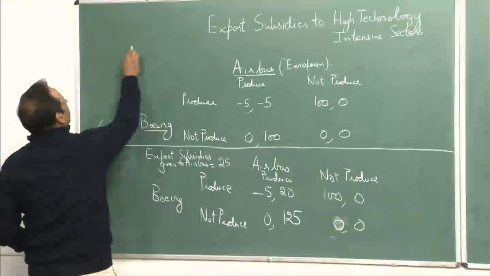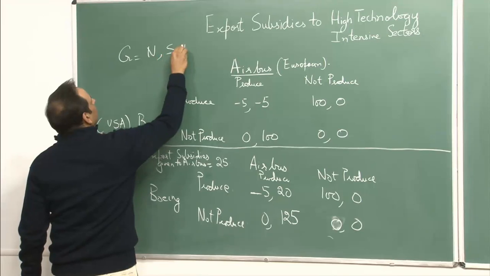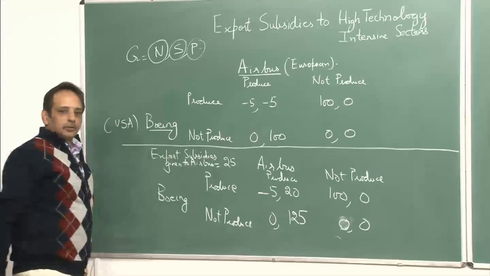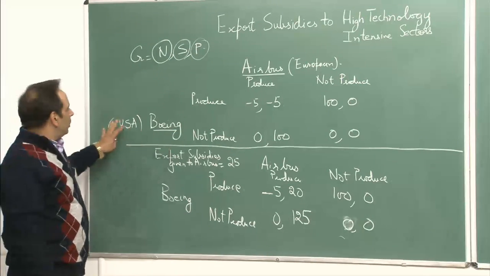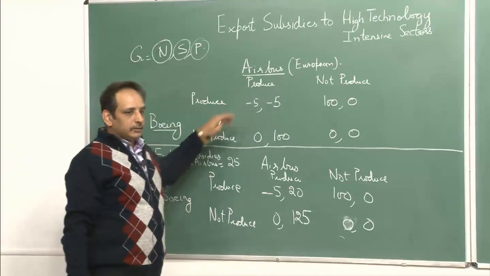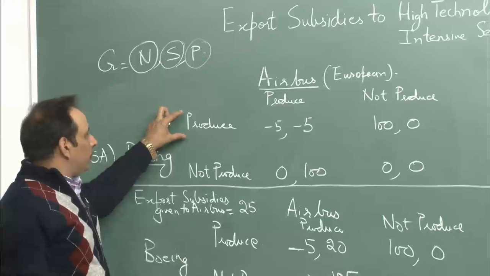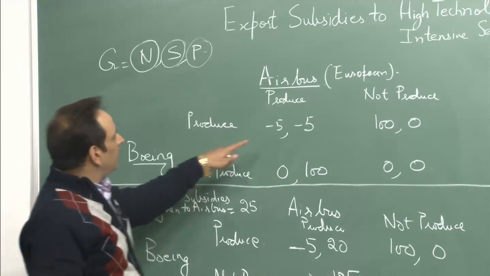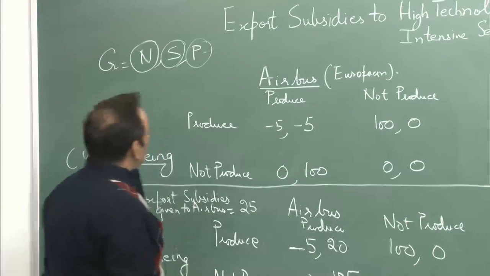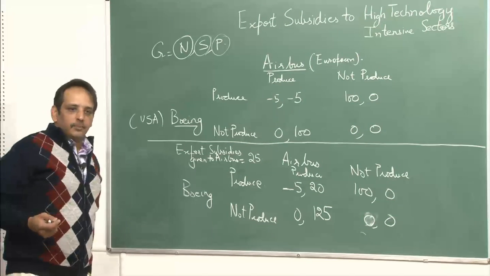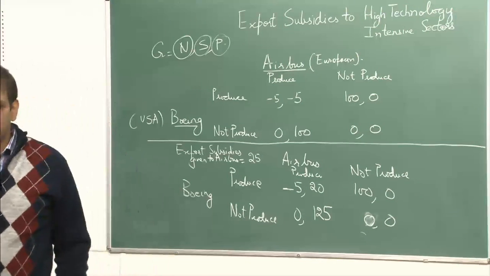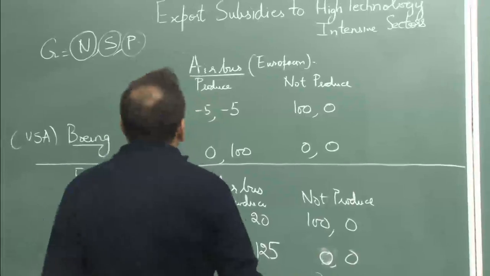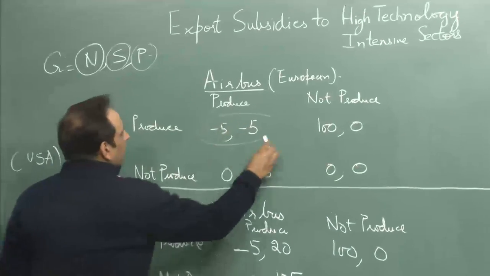A game is defined as NSP: the number of players, the strategies which are available, and the payoffs. So the number of players here are two, Boeing and Airbus. There are two strategies, to produce that aircraft or not to produce, and the payoffs are in terms of profits. So if both Airbus and Boeing produce the same model, say for example A380, one emanating from Europe, the other coming from US, then the profits earned are -5 and -5.